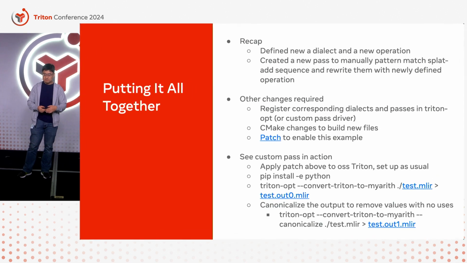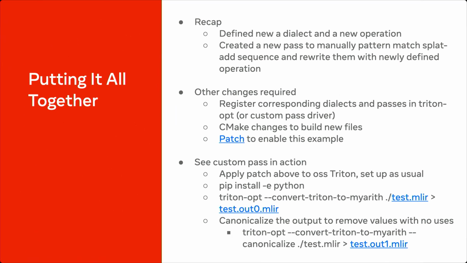So putting this all together, what have we achieved so far? We defined a new dialect called myarith. We defined a new operation, add ts. We created a new pass to manually pattern match the splat add sequence and rewrite them with our newly defined operation. To get this example to work, of course, there are some other changes that are required.